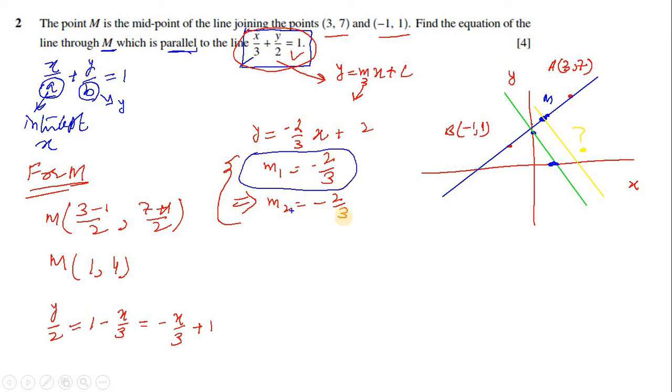So now you have the gradient of your required line, the yellow one. That's what we need to find. The idea of finding the equation is to use the slope-point or gradient-point form, which is y minus y1 is equal to m times x minus x1. This is the general form of any equation: if you have a point (x1, y1) and the gradient of that particular line, you can find the equation.